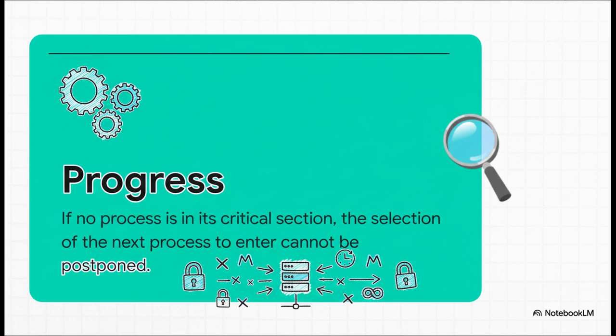Okay, on to rule number 2, progress. This rule says that if the critical section is empty and there are processes waiting to get in, you can't put off the decision of who gets to go next forever. The system can't just freeze up. If the restroom is free and there's a line of people waiting, somebody's got to get that key. You can't just leave them all standing there.